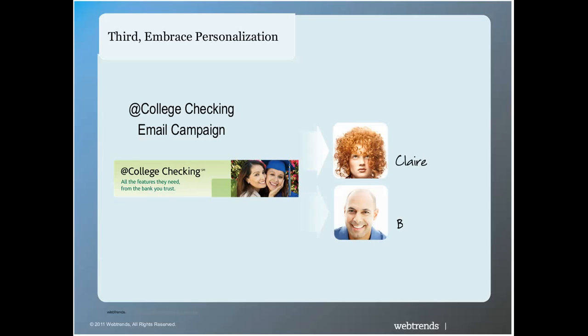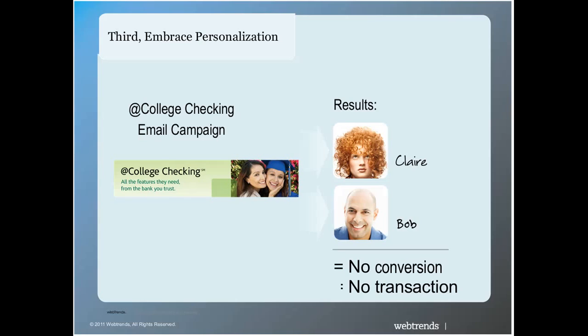You want to make sure that if someone comes to the website, they're looking at particular areas of the site, then you can figure out what they're looking at and then personalize the content. Here's an example, Claire and Bob, two individuals that come to a particular website. There's no conversion, there's no transaction, they're brand new visitors.